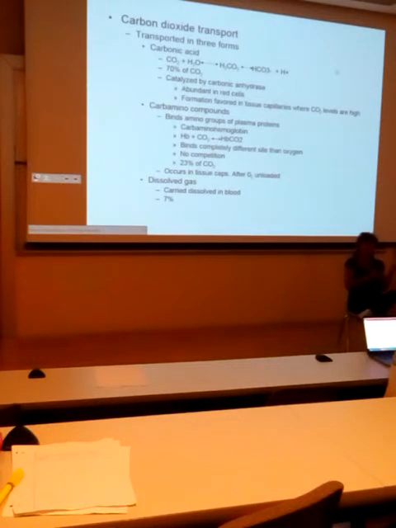CO2 actually gets transported in three forms. Two are the same. One is dissolved in the plasma, that's what we call PCO2, PaCO2 if you're in arterial blood, PCO2 if you're in venous blood. And also bound to hemoglobin.